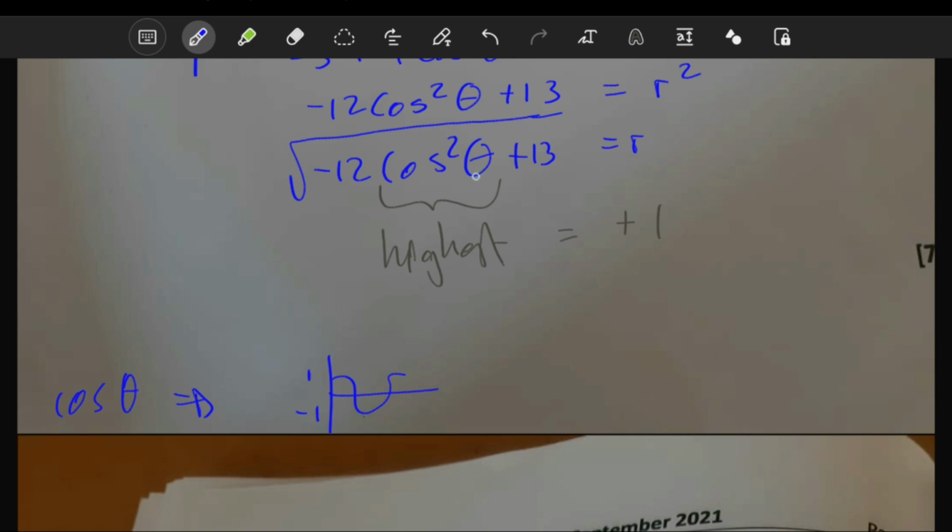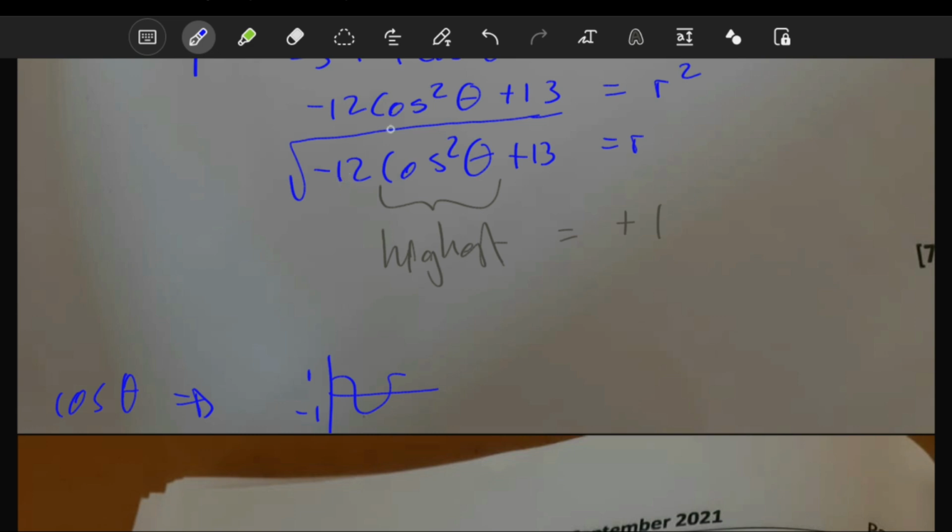Whatever value of theta you throw in there, it's always going to be between 1 and negative 1. And if you square it, it's always going to come out as a positive number, of which the highest is 1. If you square a 1, you still come out with a positive 1. So the highest here can be a 1, so negative 12 times 1 gives you negative 12.